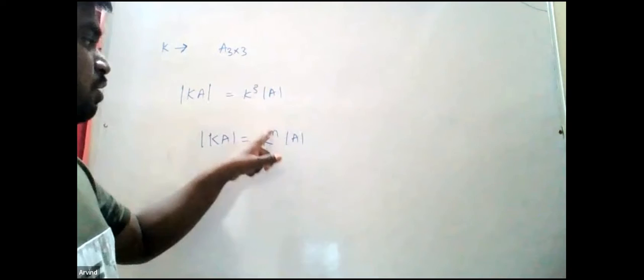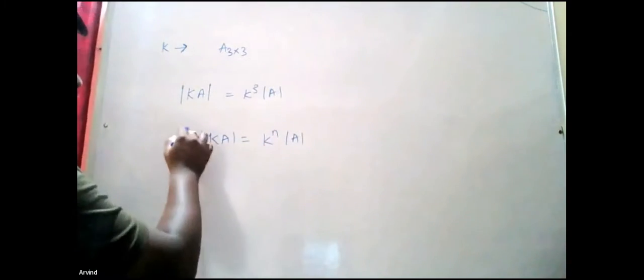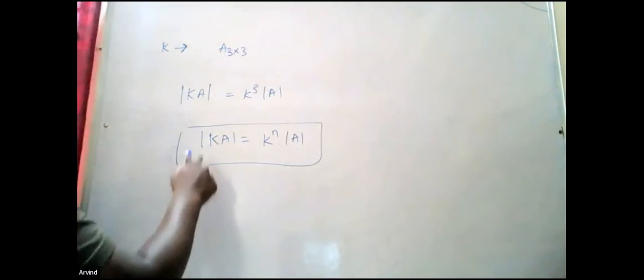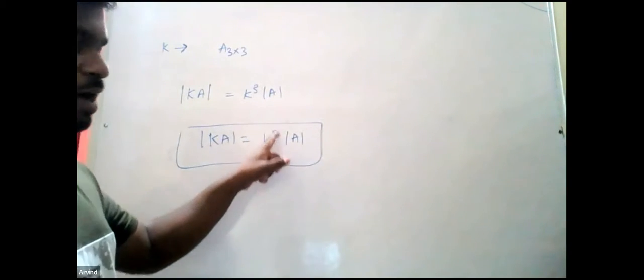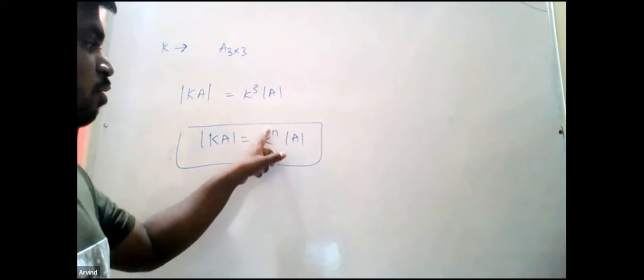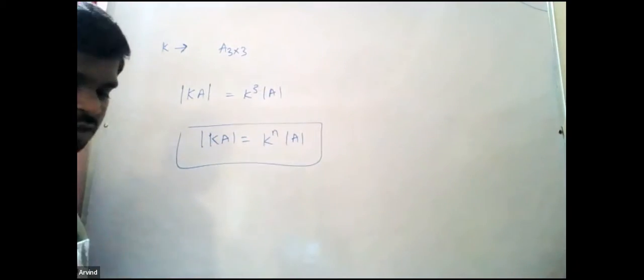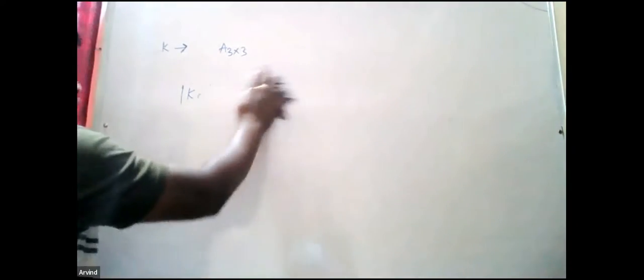Here it is 3 cross 3, so we have taken 3. An important formula. It can come in the CET. Okay, determinant of kA is equal to k to the power n determinant of A. What is n? The order of the matrix. Suppose it is 4 cross 4, then here you have to put k power 4, that's all. Okay, these are basic rules that you have to know.